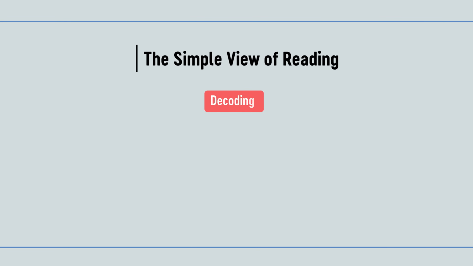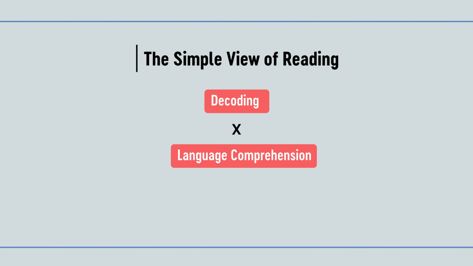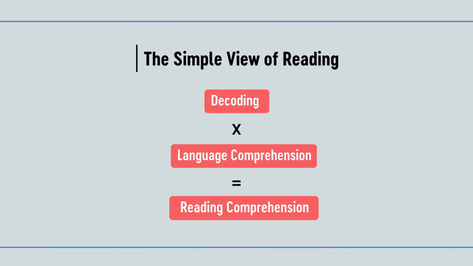Now, it's helpful here to also mention the simple view of reading, which is a mathematical formula. It's decoding multiplied by language comprehension equals reading comprehension. It's important that it's a multiplication problem, not addition. Here's why. If you have no decoding skills, you cannot break down the words, but you understand all of those words, maybe if they're told to you, you're not reading. That's not reading comprehension. It's 0 multiplied by 1 equals 0.